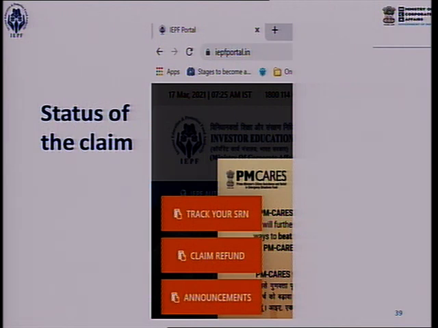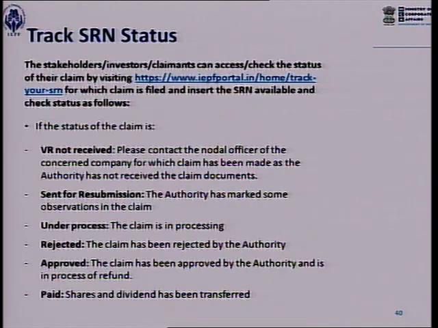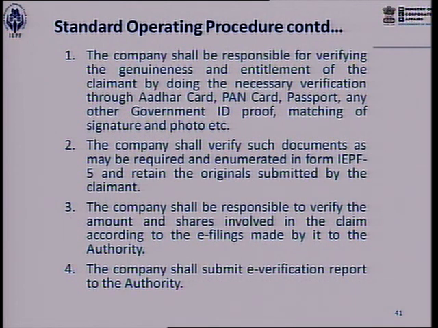Then for physical forms, you can go to iepfportal.in, click on track your SRN, and see for yourself the status of your claim form. VR not received shows that the company has not provided the VR. Sent for resubmission means the authority has marked some observation. Under process means it is under claim processing. Rejected and approved are as per their literal meaning. Paid means the share and dividend amount has been transferred.